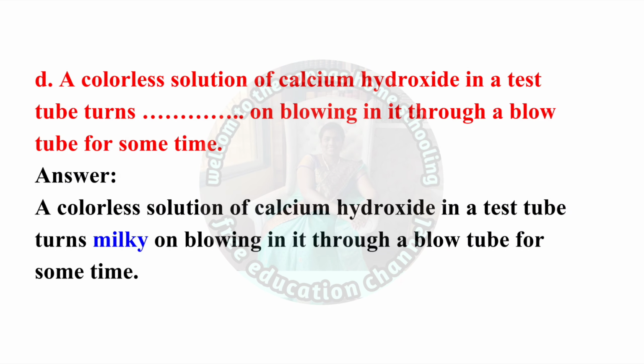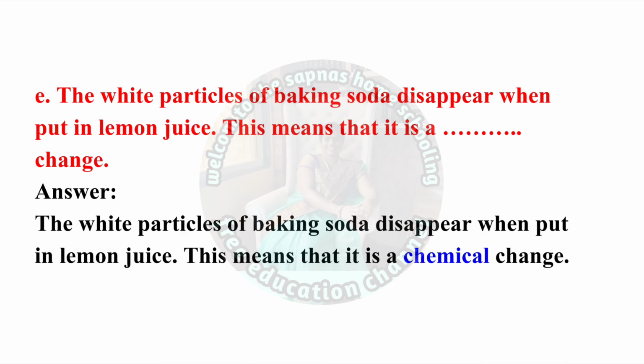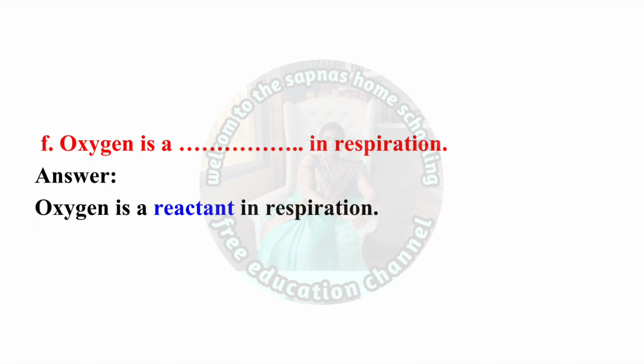D. A colorless solution of calcium hydroxide in a test tube turns milky on blowing into it through a blow tube for some time. E. The white particles of baking soda disappear when put in lemon juice. This means that it is a chemical change.